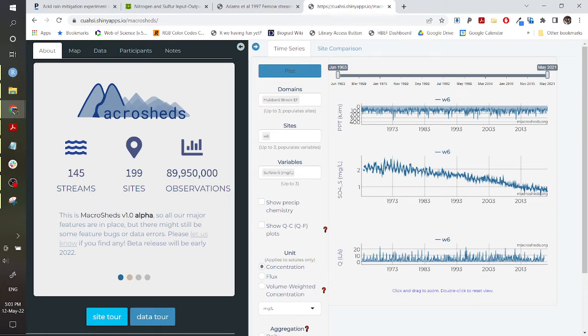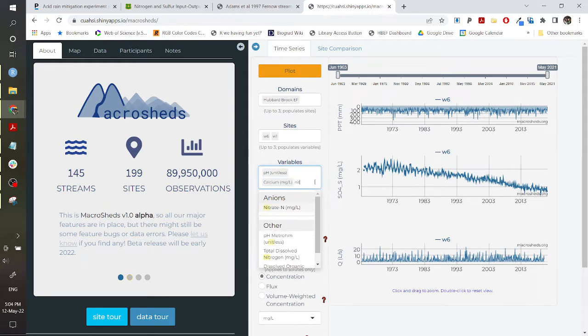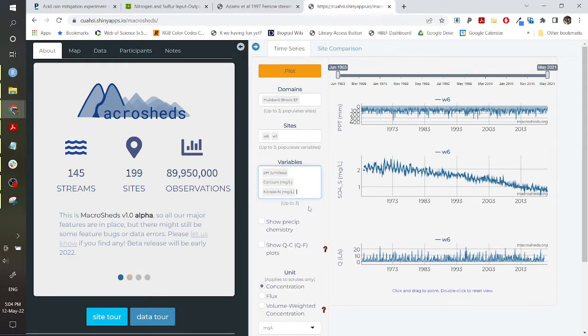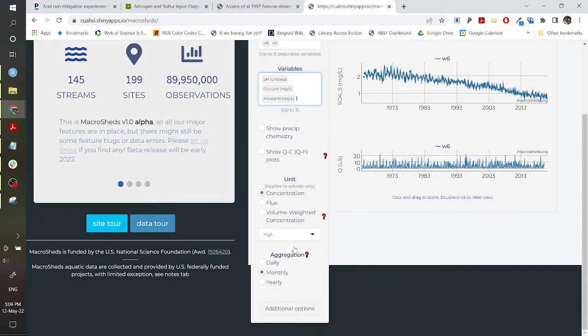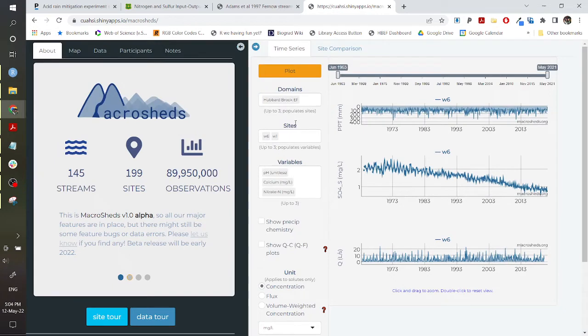recovery from acid rain. And so I'm interested in looking at the comparison of watershed 6 to watershed 1, watershed 6 being the reference site, watershed 1 being the experimentally manipulated watershed. I'm interested in looking at pH, calcium, and nitrates. We're going to look at concentration, and let's do a yearly aggregation.